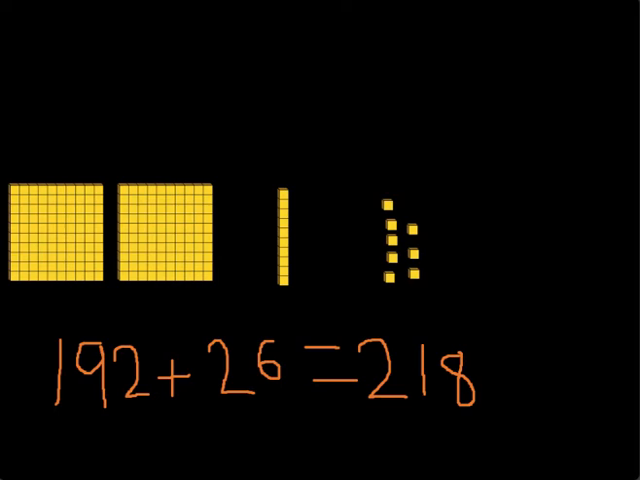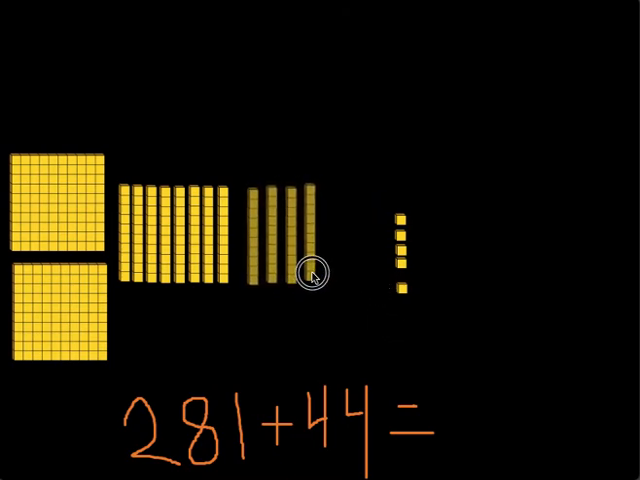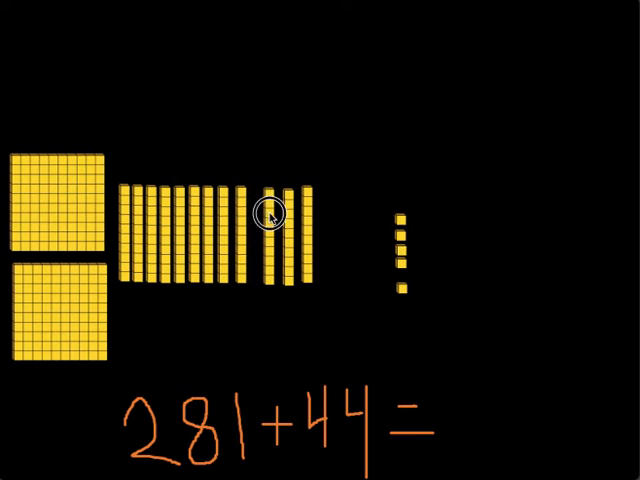Let's try one more. So I have my equation written out here. We have 281 plus 44, and we're looking for the answer. So first things first, I'm going to rearrange my blocks to make it easier to count. I'm going to put my ones together, and I'm going to put my tens together and keep my hundreds already together. So when I move those together, I can tell just by looking at it in a snap, there is a group of 10 here. I had 8 to start with, 9, 10.